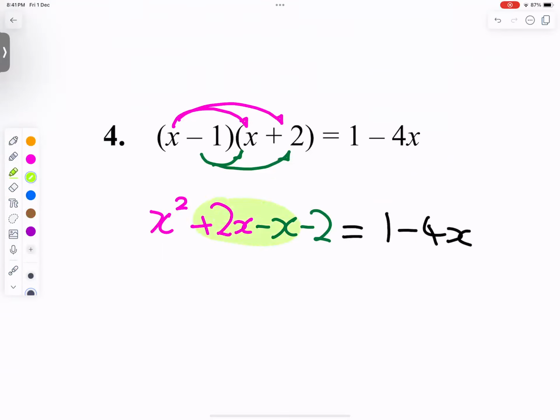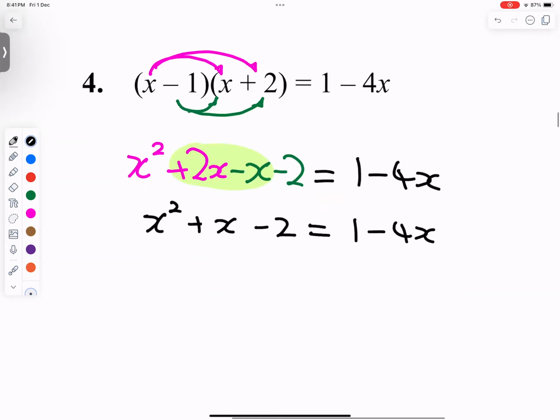These are having same unknowns. You can calculate them together first. 2 minus 1, just 1. I'll also move the other unknowns to this side now.